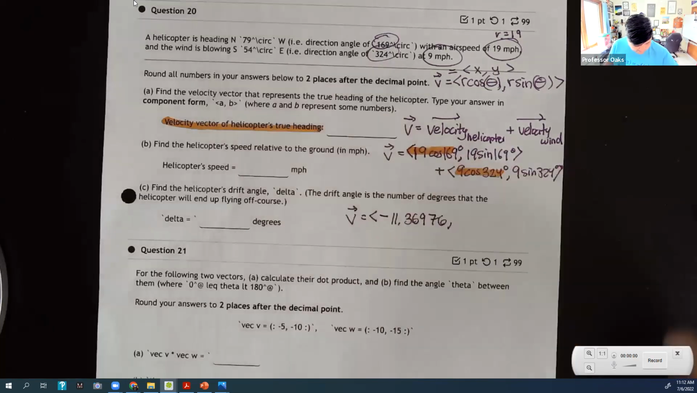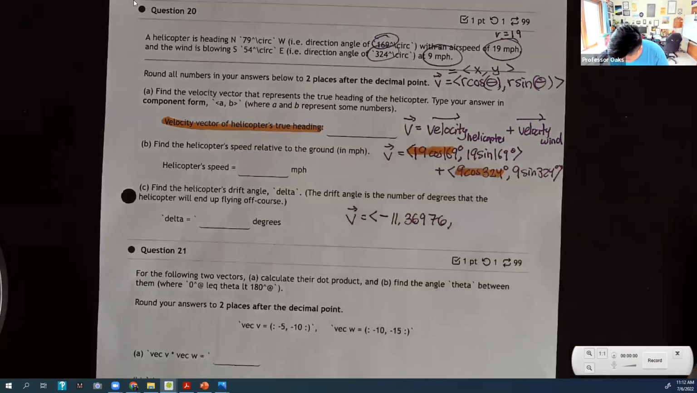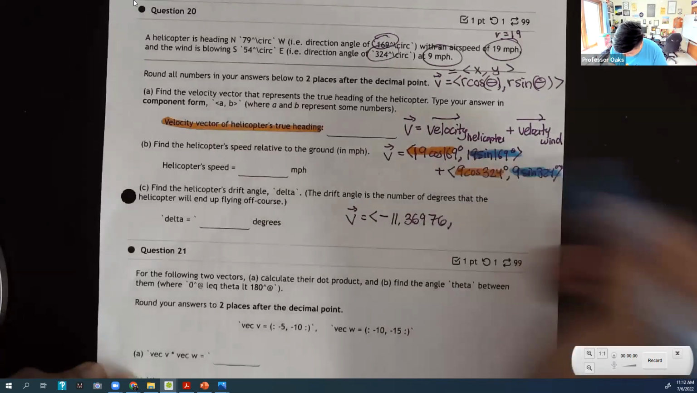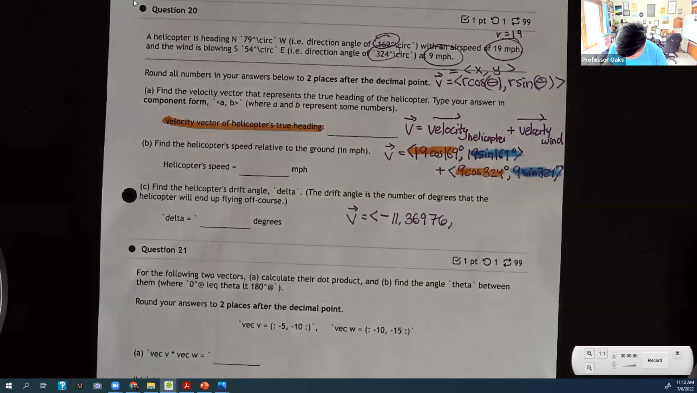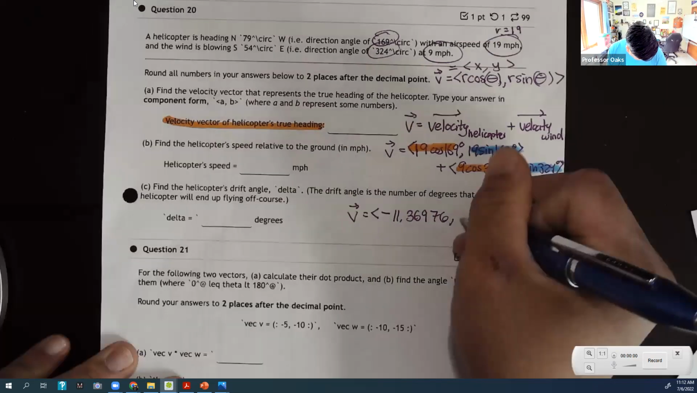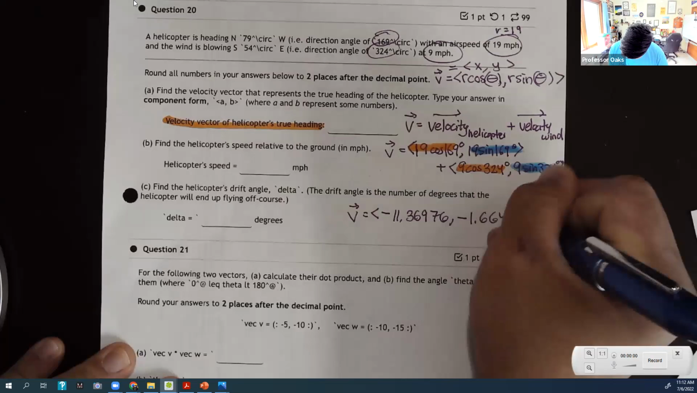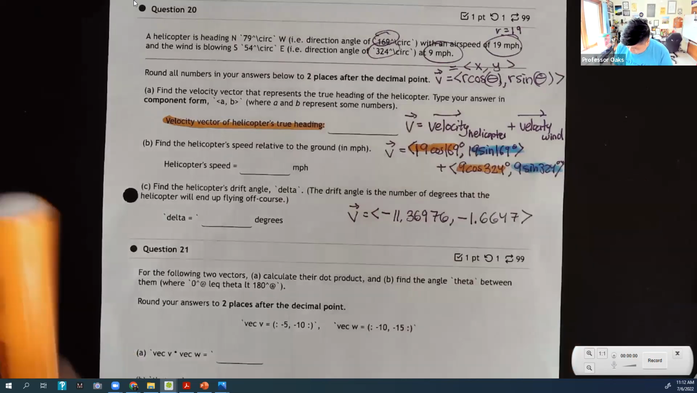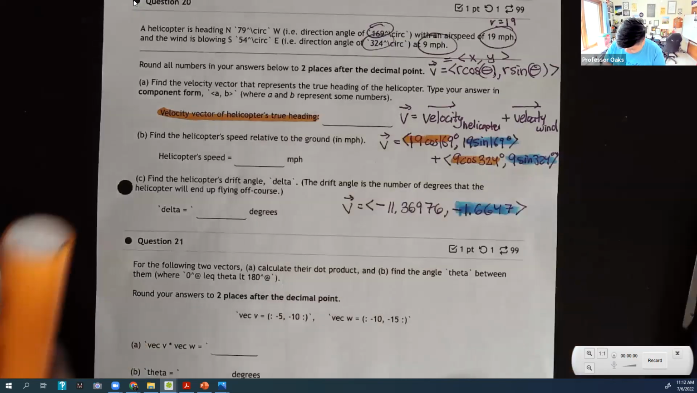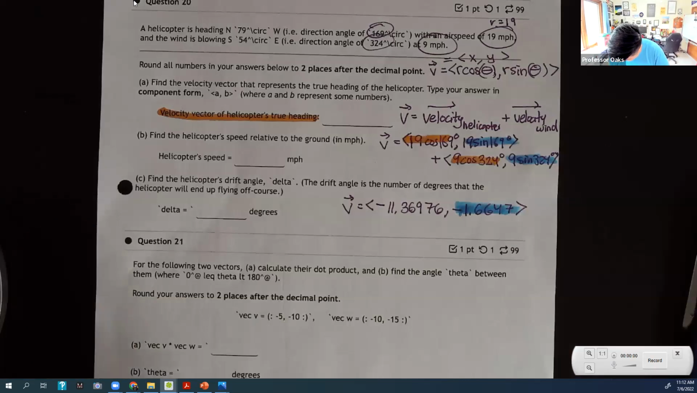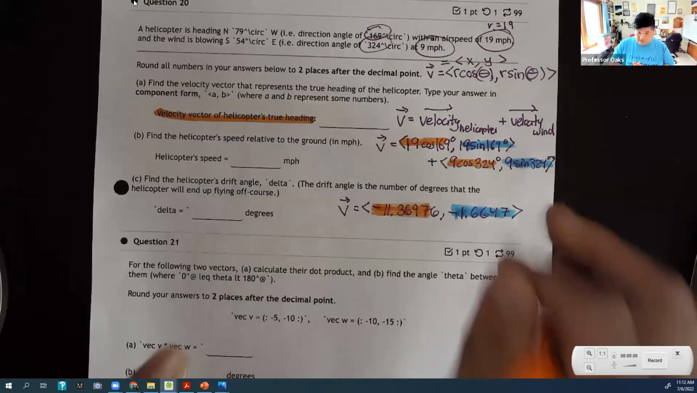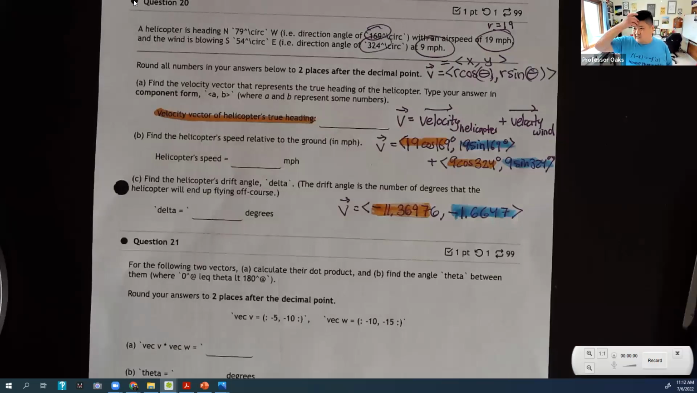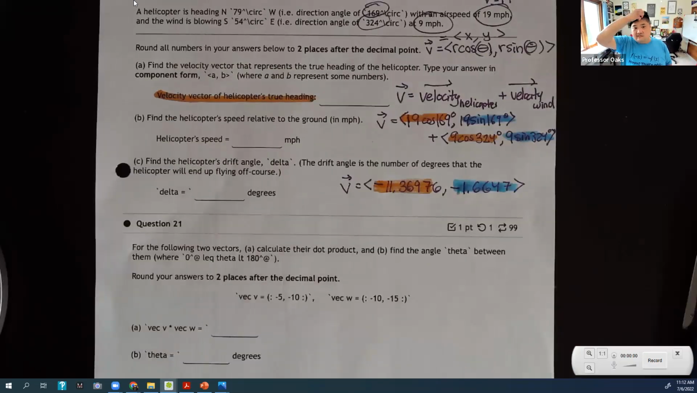And then if you add the blue numbers together right here, the second components, then that will be negative 1.6647. So that will be the blue numbers, the second components added together, and then this will be the orange numbers, the first components added together. So do you have any questions about that?